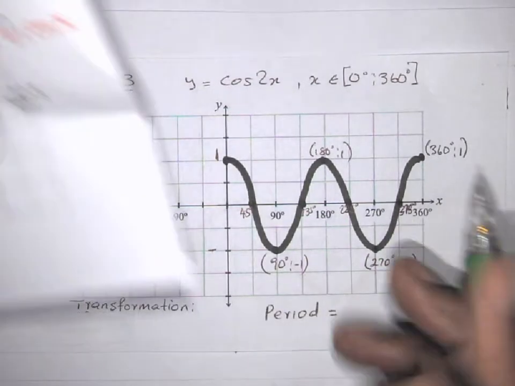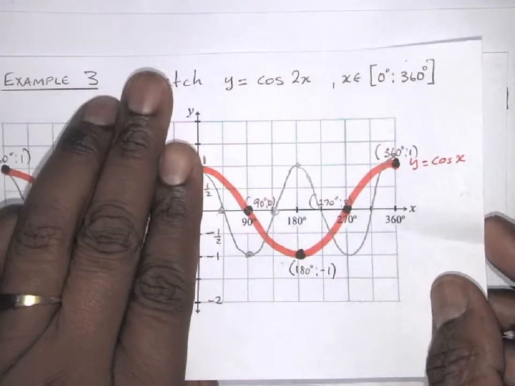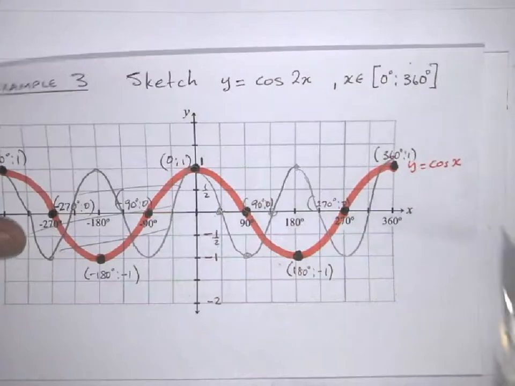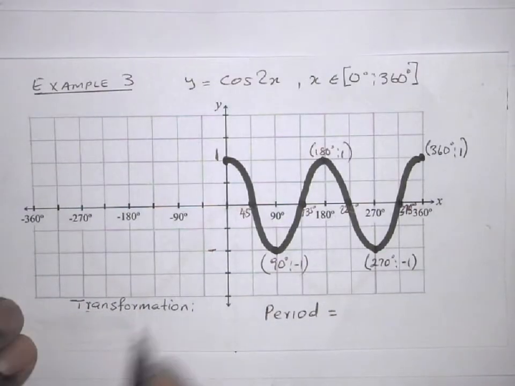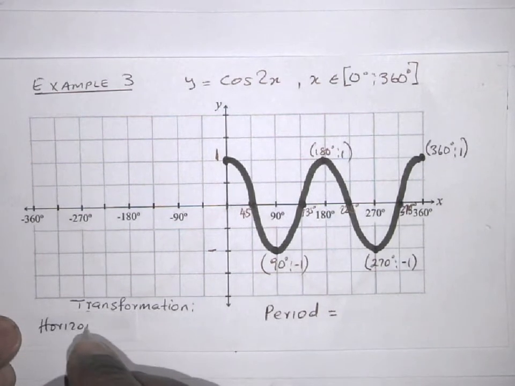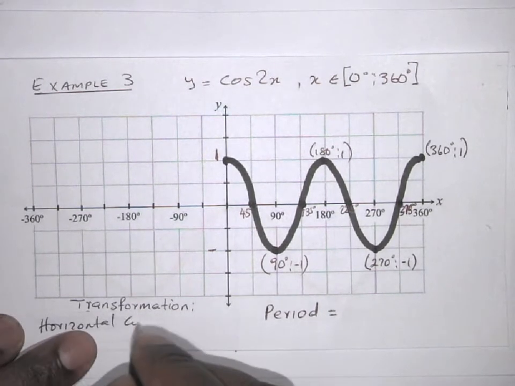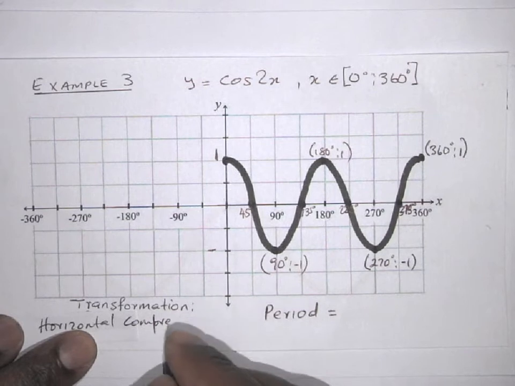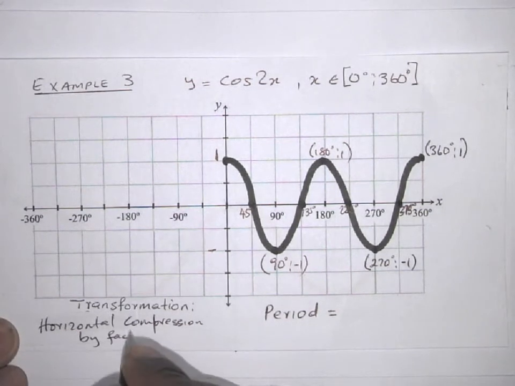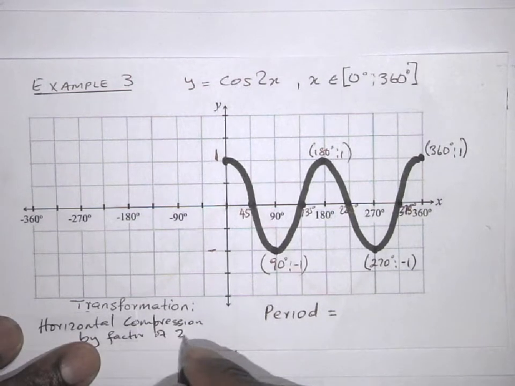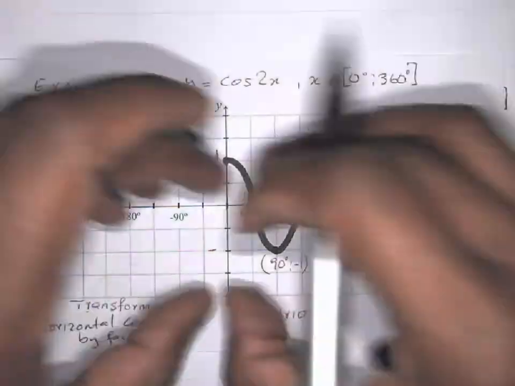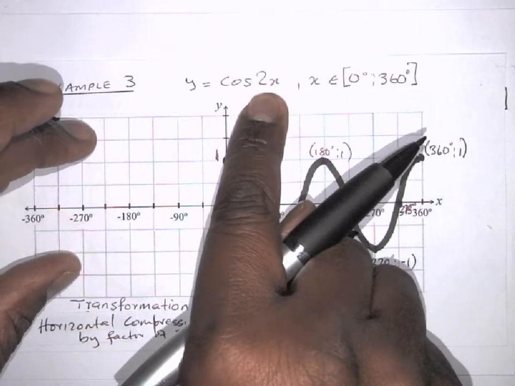Now, what kind of transformation? Let's look at the graph here. It's as if I was squashing the graph. You see, I was squashing the graph. So we call this kind of transformation a horizontal compression by a factor of 2. Sometimes you can stretch it like that. When you stretch it like this, it means that maybe you can have a half here.